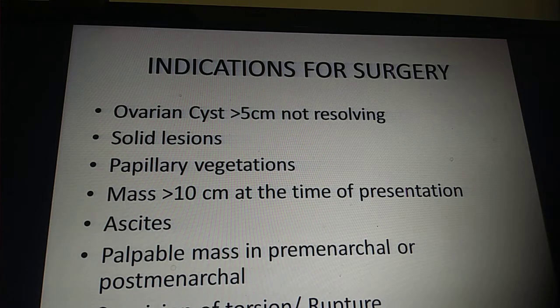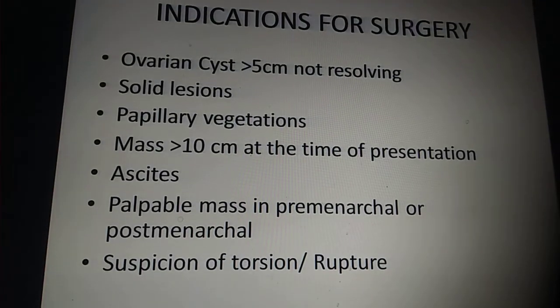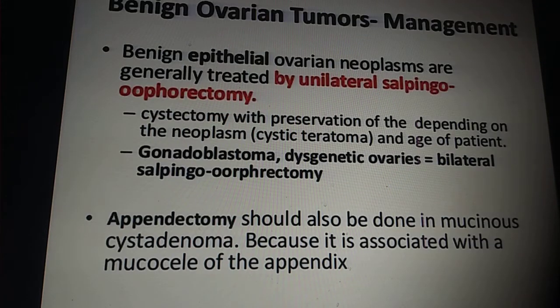And your tumor markers won't tell you. It is not 100% that tumor markers will tell you if it's a malignancy or not. So always your index of suspicion should be high. Okay, and also whenever there is a suspicion of torsion or rupture of the tumor. Even benign tumors are more likely to undergo torsion, and rupture can occur in both benign and malignant ovarian tumors.